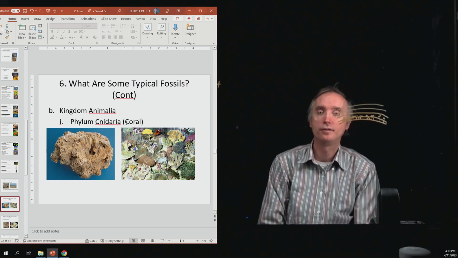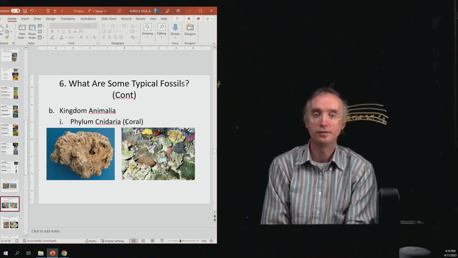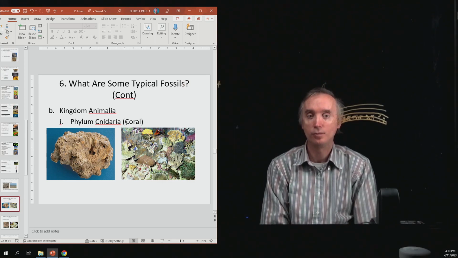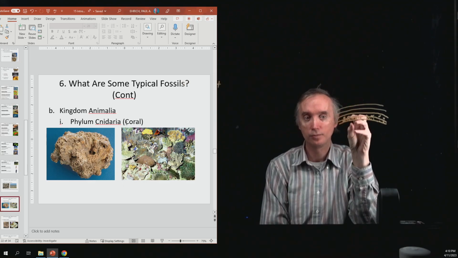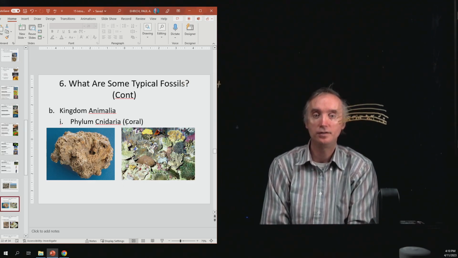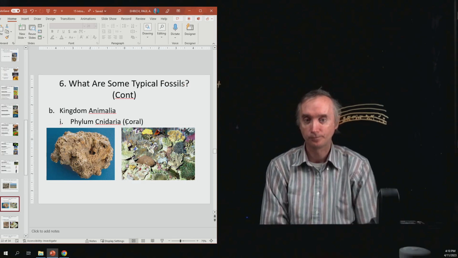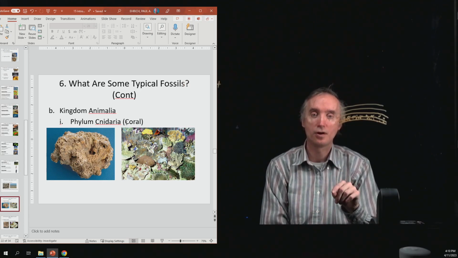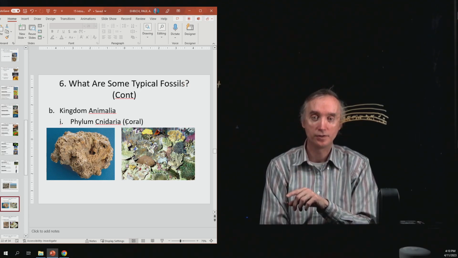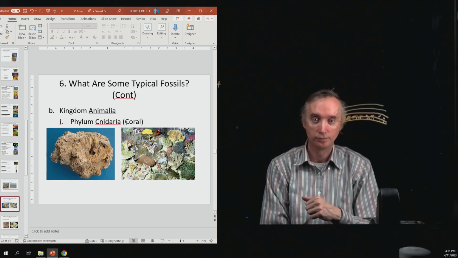So another kind of fossil that you can sometimes find is a coral. And these are animals, and they live in colonies, and they're filter feeders, so they can pull stuff out of the water to eat, and then they make their bodies out of calcium carbonate, which is really good because then when they die, then we have the remnants of their bodies. So you'll notice that the picture on the left is the fossilized version of coral, and then the picture on the right is an actual one.